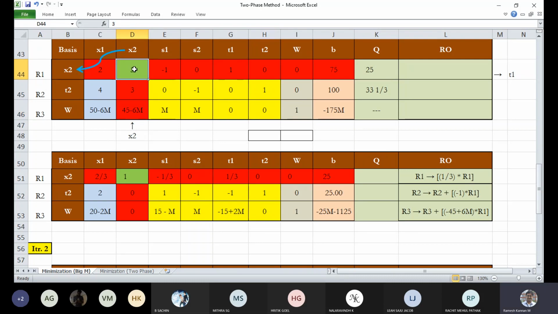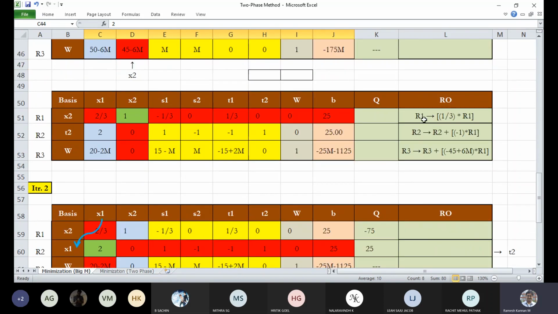So how do we make this element 1? We divide everything excluding q and all, so from x1 to b, we divide the entire row by 3, and we'll get this to be 1, right? So in order to make this pivot element 1, we'll divide the entire row by 3. So that's what is given. Row 1 now becomes row 1 divided by 3, right?